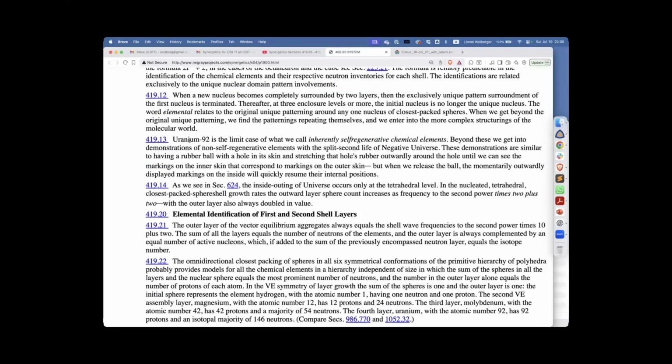419.13. Uranium-92 is the limit case of what we call inherently self-regenerative chemical elements. Beyond these, we get into demonstrations of non-self-regenerative elements with the split-second life of negative universe. These demonstrations are similar to having a rubber ball with a hole in its skin and stretching the hole's rubber outwardly around the hole until we can see the markings on the inner skin that correspond to the markings on the outer skin. When we release the ball, the momentarily outwardly displayed markings on the inside will quickly resume their internal positions. And those who read the last section found the same story about a rubber glove.